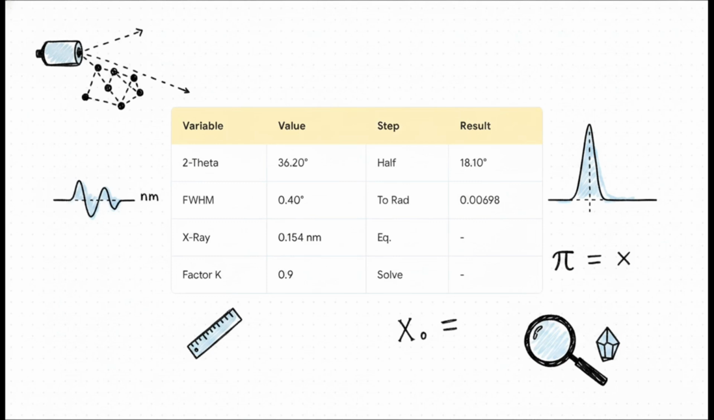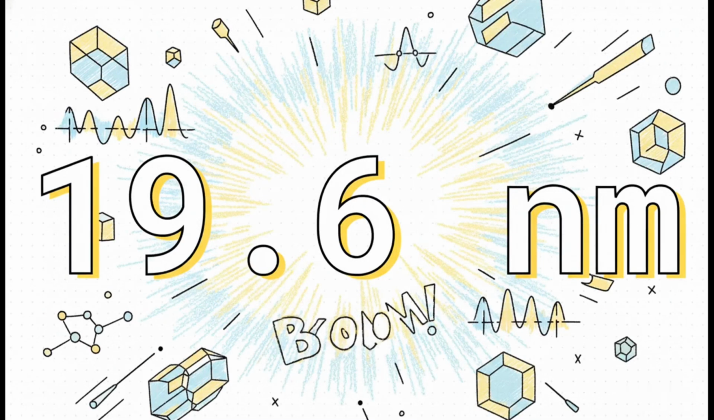Next, we convert our beta. So 0.40 degrees times pi over 180, that gives us 0.00698 radians. Now we literally just drop them into the formula. Multiply 0.9 by 0.15406 for the top part of our fraction, and on the bottom, multiply our radians, 0.00698, by the cosine of 18.10 degrees. And when we crunch those numbers, boom, 19.6 nanometers.